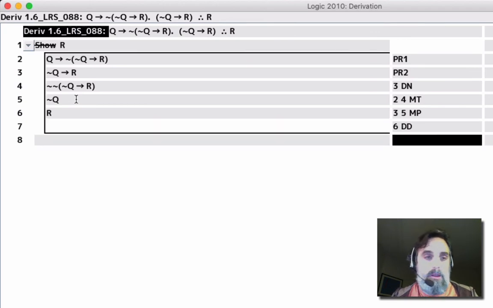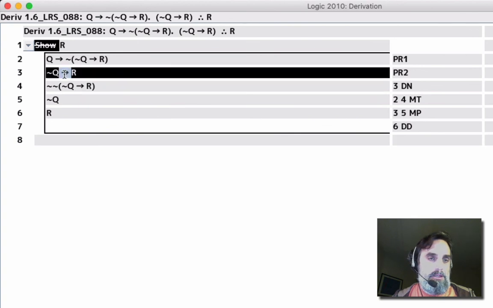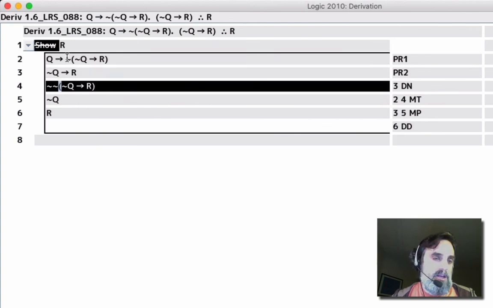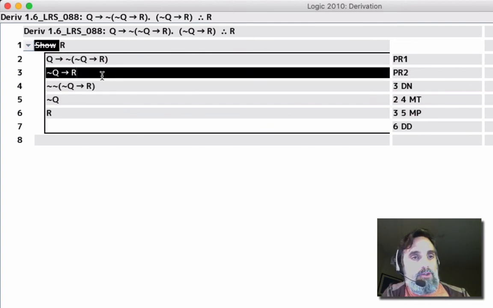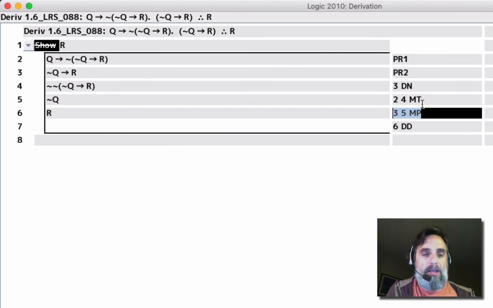So there it is. We just have to see that, oh yeah, I can do double negation on this, giving me that, which is what I need for MT with line 2, and the derivation moves ahead. One funny little thing is we actually use 3 twice in this derivation. Once we apply DN to it, and later on we do MP with it. That's a little bit unusual. We haven't seen that happen, but there's nothing wrong with that.